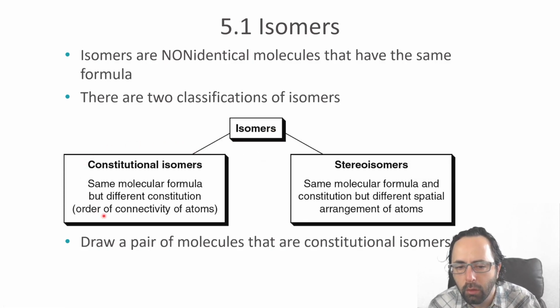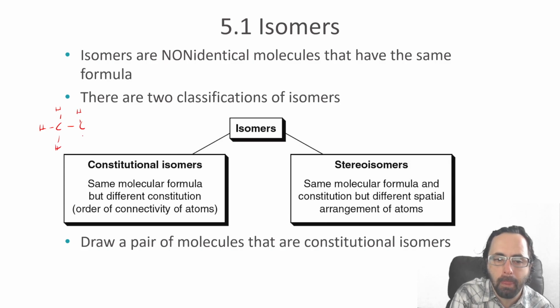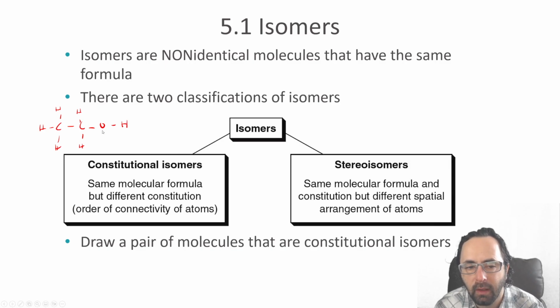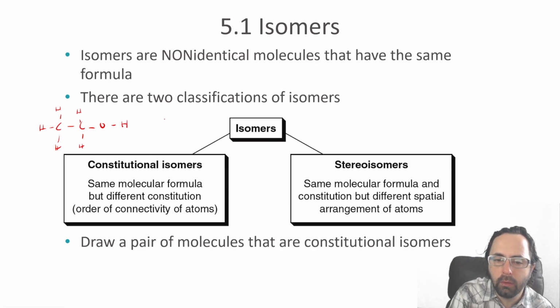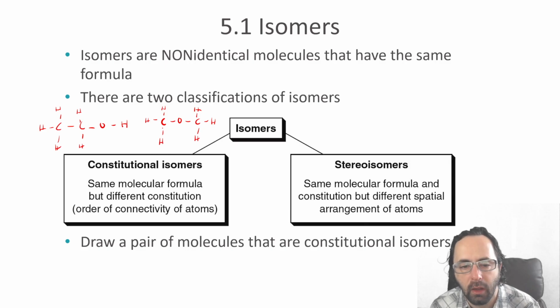One is constitutional isomers, in which the atoms are bonded in a different way. An example of that would be methanol, which contains 2 carbons, 6 hydrogens, and 1 oxygen, as opposed to methoxymethane, or dimethyl ether as it's often called, which also contains 6 hydrogen atoms, 2 carbon atoms, and 1 oxygen atom, but they are bonded in a different way.